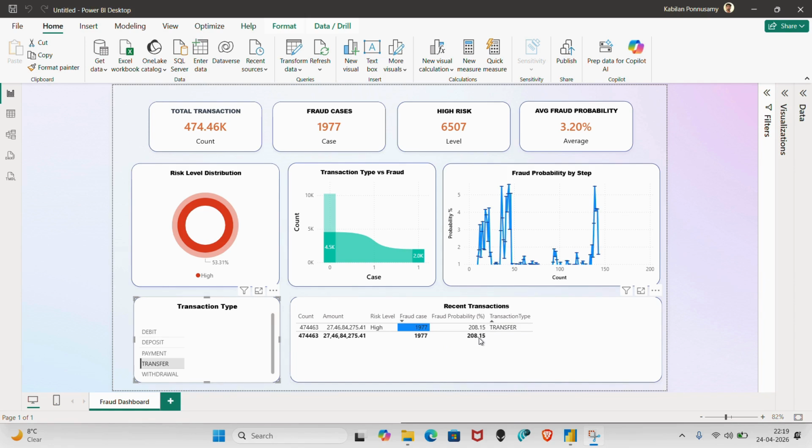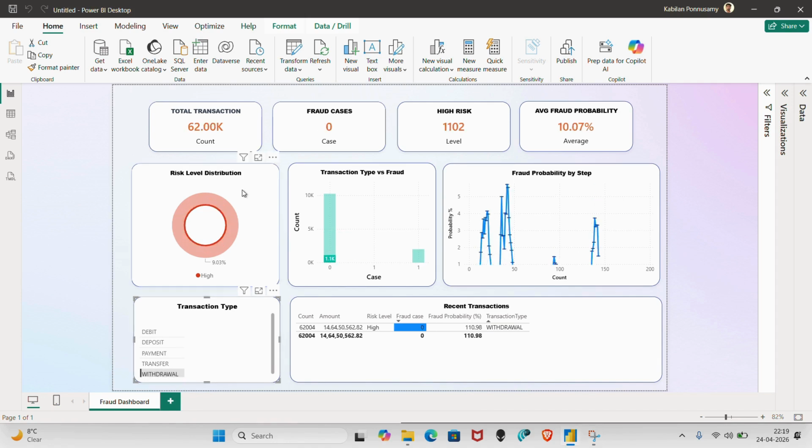So overall, transfer is the most crucial and critical high risk transaction type, requiring strict monitoring and fraud prevention measures. So we can go to the withdrawal dashboard. In the withdrawal dashboard, you can see the transactions are 62.00k, and fraud cases are 0 here, the high risk is 1102, and the probability is 10.07%. Even though there are 0 fraud cases, the fraud probability is high.